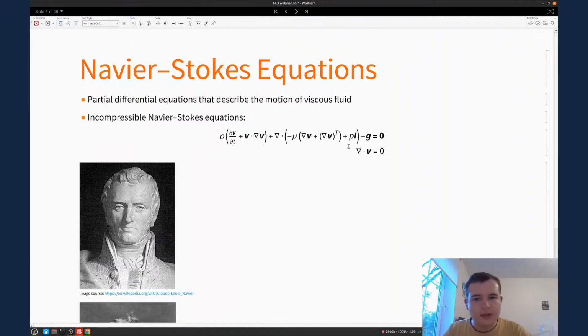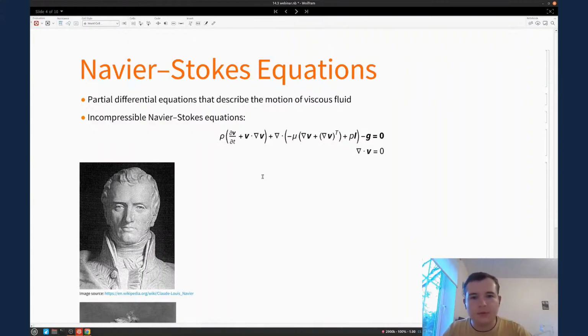The pressure p is a scalar, and the velocity v is a vector valued function, which has 2 components in 2 dimensions and 3 components in 3 dimensions. So in total you have 3 or 4 unknowns depending on the number of dimensions. The g here represents gravity or any other external force, and it's something that's sometimes neglected or omitted. Mu here is the fluid viscosity, and rho is the fluid density.